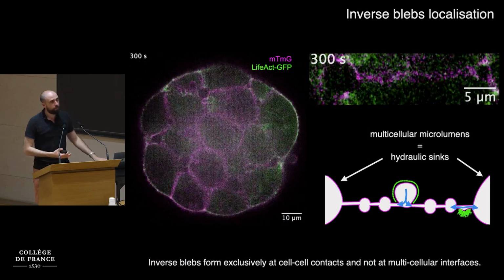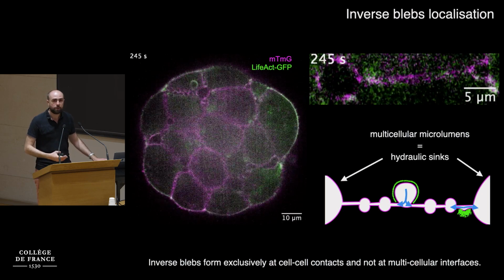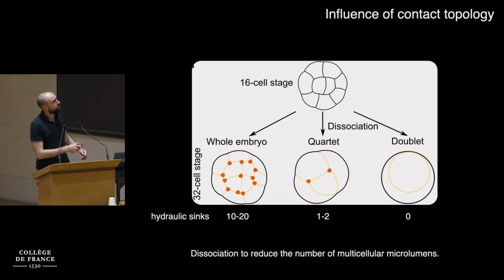And so then we decided to test this hypothesis to play with the topology of the embryo. In the embryo, we have 32 cells, which have between 10 to 20 of those multicellular microlumen, which gives them 10 to 20 of those hydraulic sinks. And we can play with the cell number, and so we can dissociate the embryo to form quartets of embryo at the 32 cell stage. And those guys will have, depending on their configuration, 1 or 2 of those multicellular microlumen. We can also have a doublet of cell at the 32 cell stage, and those guys will have no multicellular microlumen. They will only have bicellular microlumens.